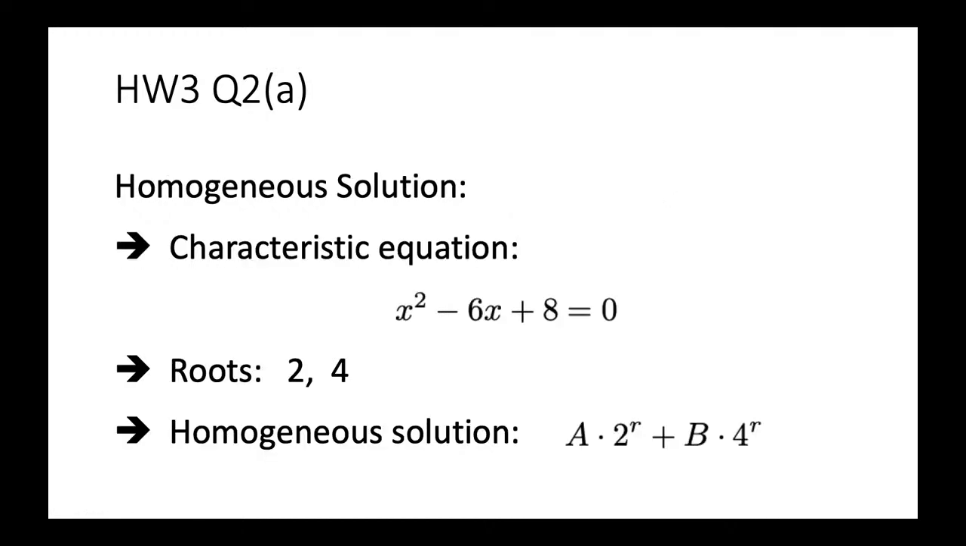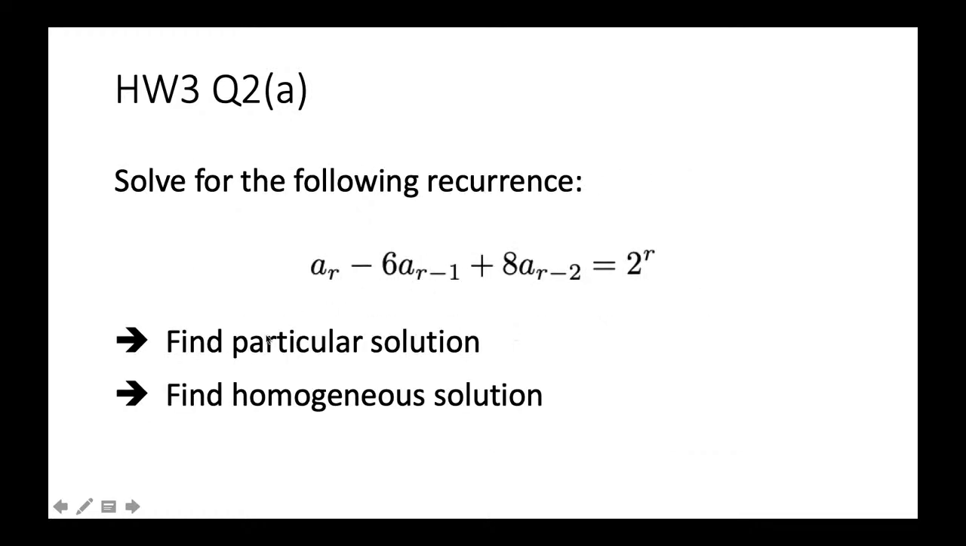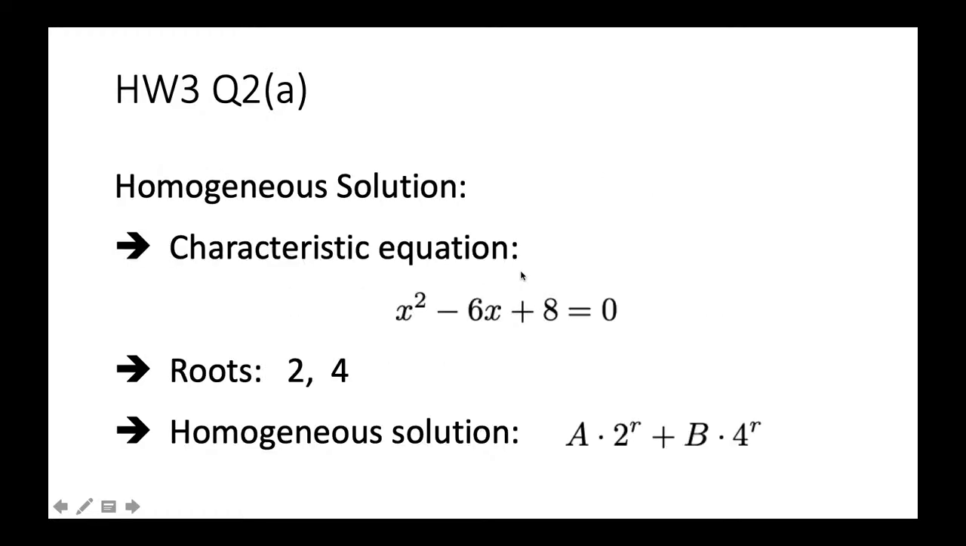The next part is we want to solve for the homogeneous solution. For this part, we can rely on the characteristic equation method. The original recurrence is this one. For the homogeneous one, we set it to 0 because we look for the cases where a_r will make things 0. The characteristic equation will be x to the power 2 minus 6x plus 8 is equal to 0. Once we have this, we can find the roots. The roots will be 2 and 4 because it is (x minus 2) times (x minus 4).